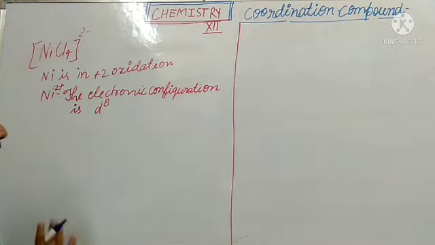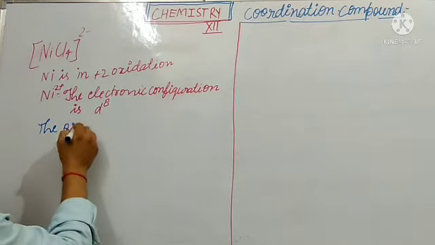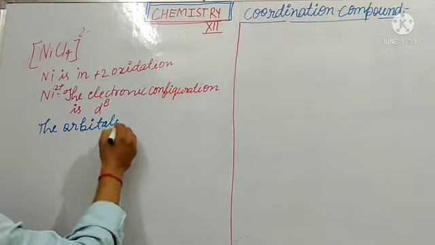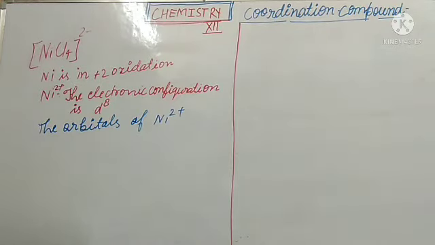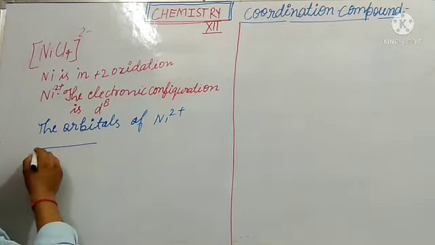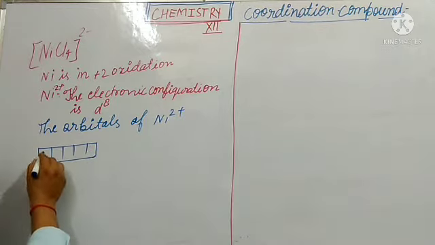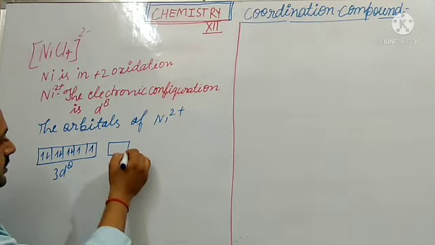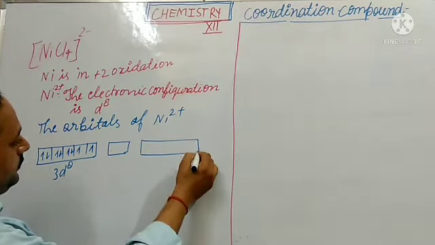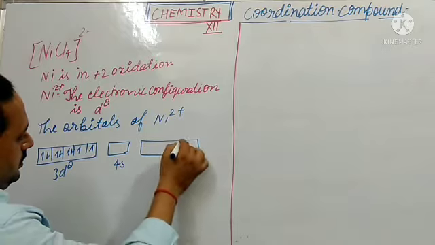The orbitals of Ni2+. So let us write here: 5 orbitals in d, 1, 2, 3, 4, 5, 6, 7 and 8. So we write 3d8, then 4s and 4p.